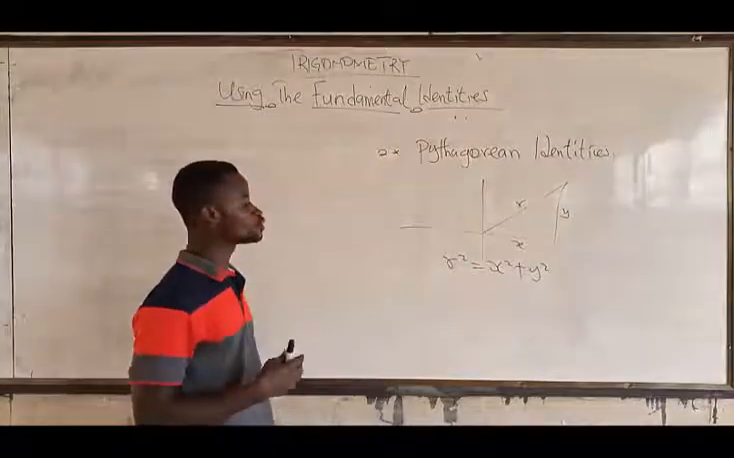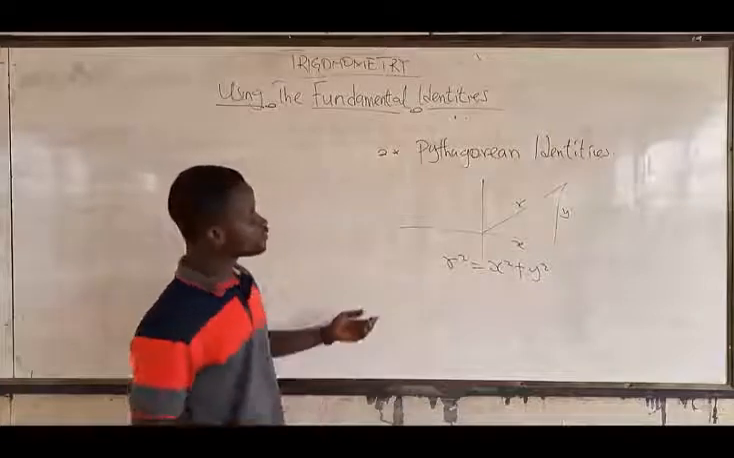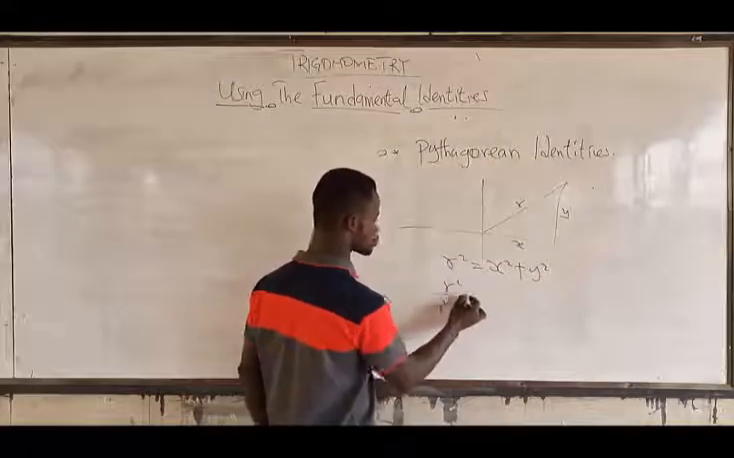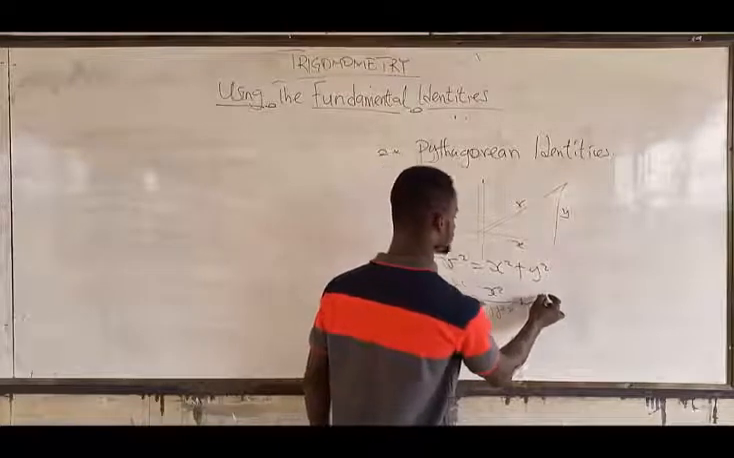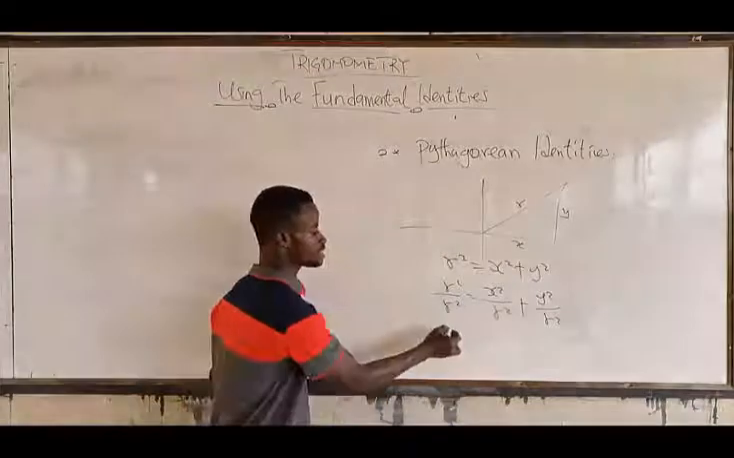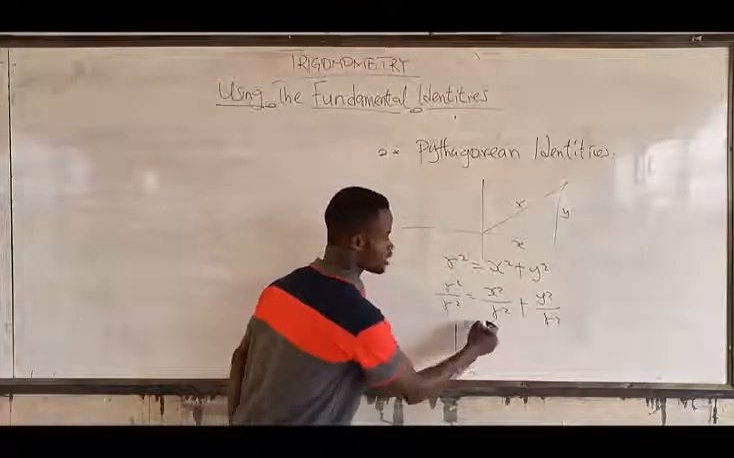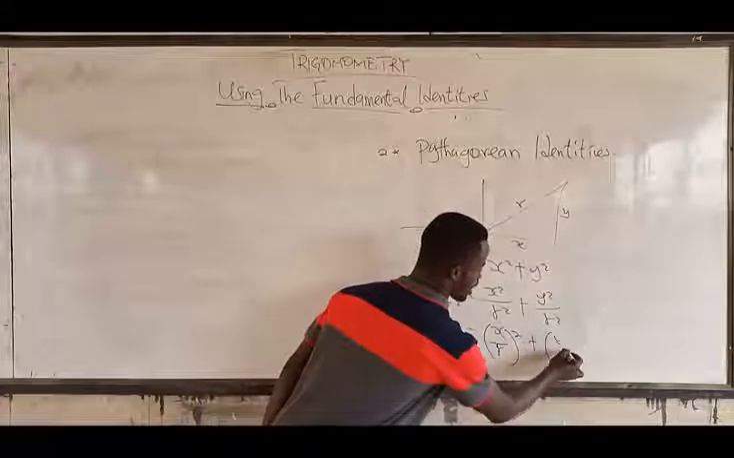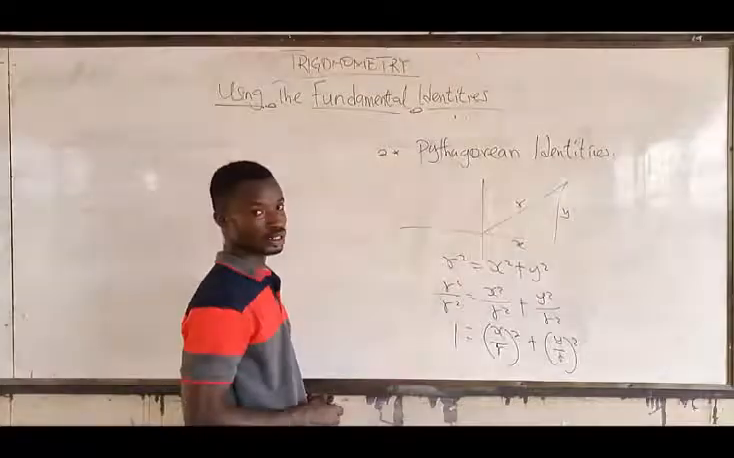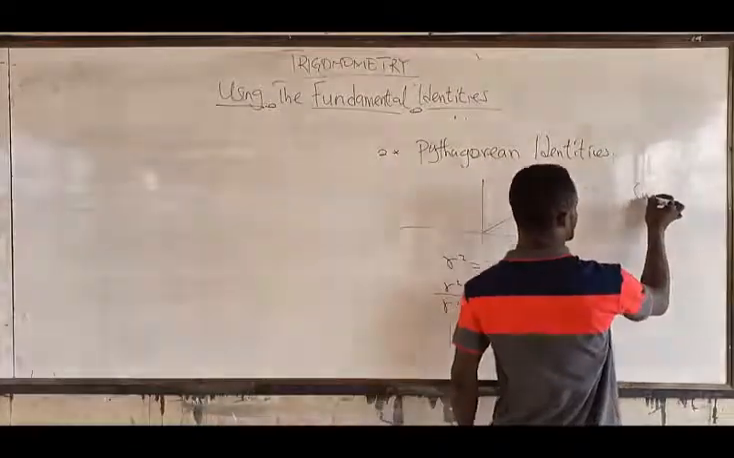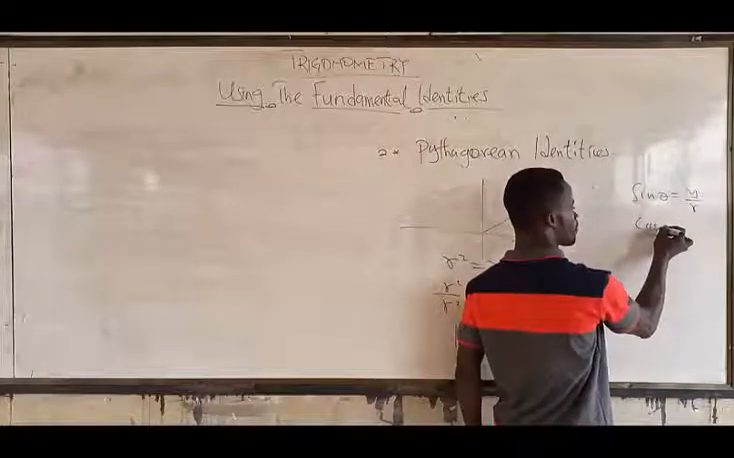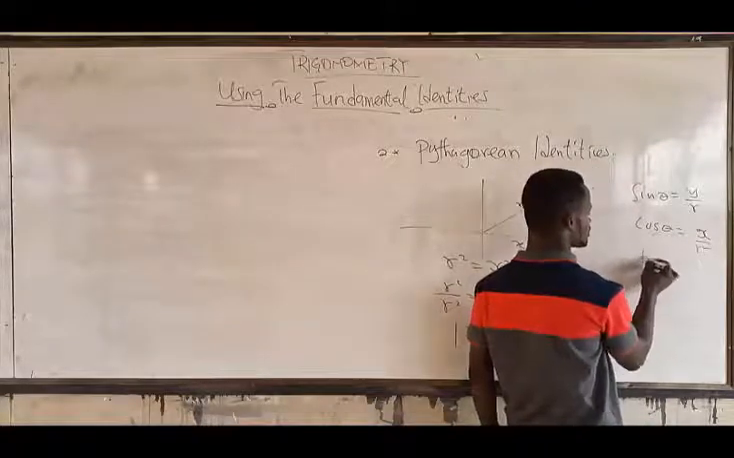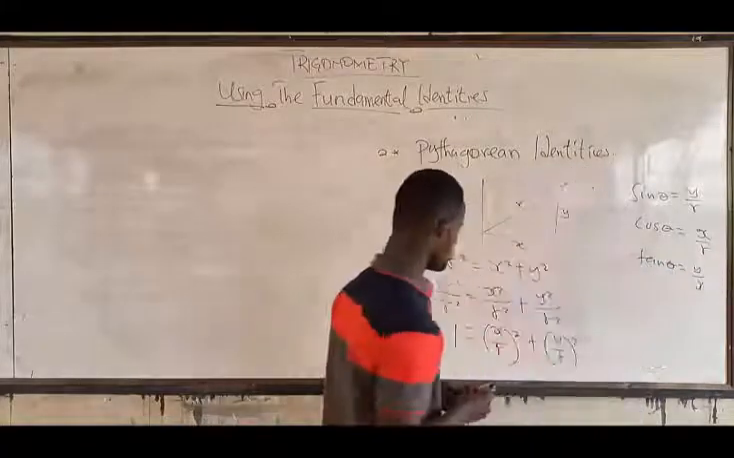The first thing that we are going to do, to get the first identity, is divide each term by r squared, not only r, but r squared. So r squared over r squared is equal to x squared over r squared plus y squared over r squared. This gives 1 equal to x over r all squared plus y over r all squared. But before that, don't forget that sine theta is equal to y over r. We have established that already.